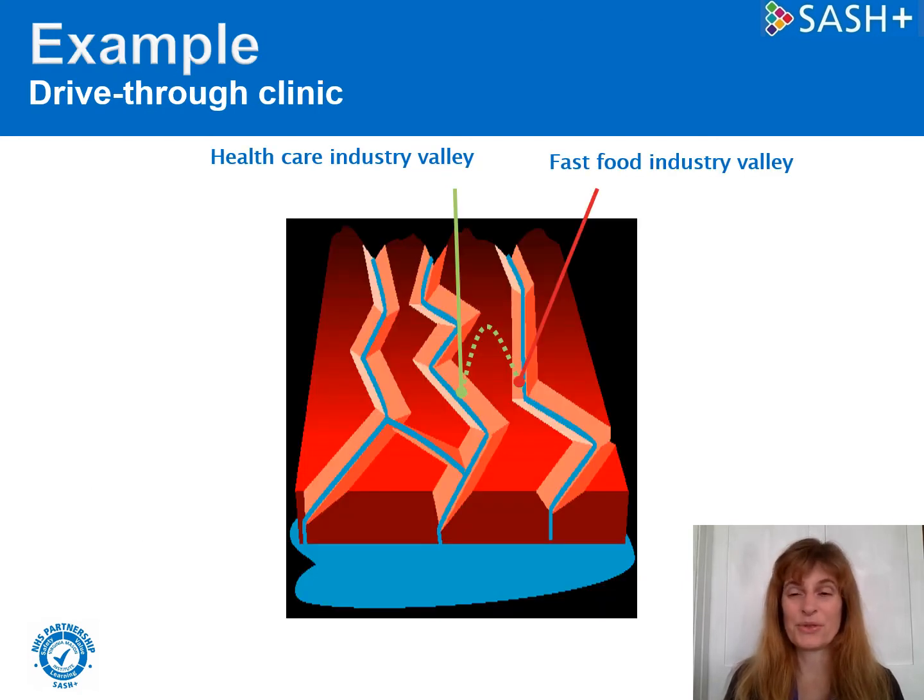So some examples of escaping mental valleys. I gave you the example of the telephone, but you can see ones in healthcare, for example, drive-through clinics. You've got a jump from the healthcare industry from the fast food industry. You could also say that using these SASH Plus methodologies, we are drawing on Toyota car production systems to apply them to healthcare. So that's a leap from one mental valley to another.